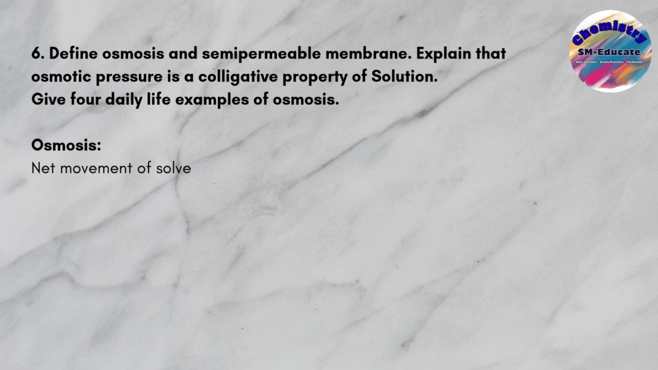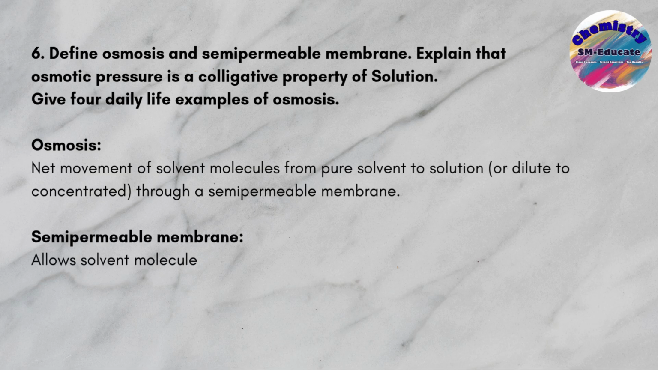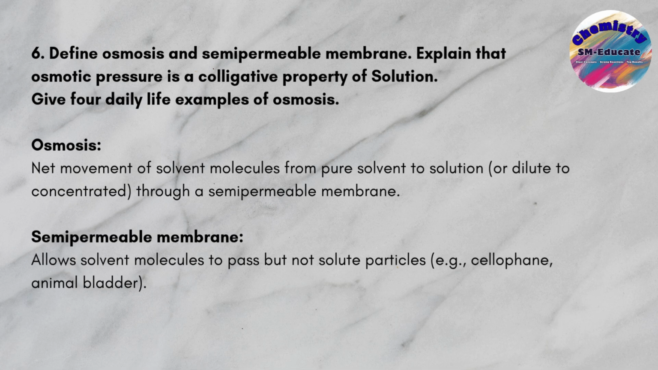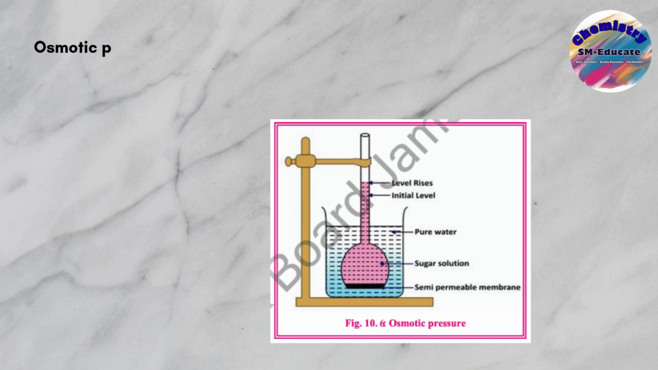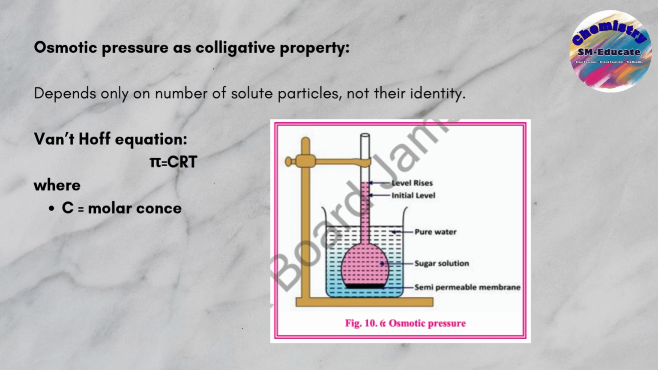Osmosis: net movement of solvent molecules from pure solvent to solution, or from dilute to concentrated solution, through a semipermeable membrane. A semipermeable membrane allows solvent molecules to pass but not solute particles, e.g., cellophane, animal bladder. Osmotic pressure as a colligative property depends only on the number of solute particles, not their identity. Van 't Hoff equation: pi equals CRT, where C equals molar concentration, R equals gas constant, T equals temperature.